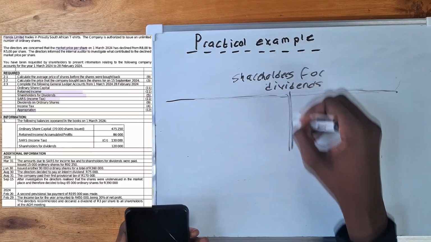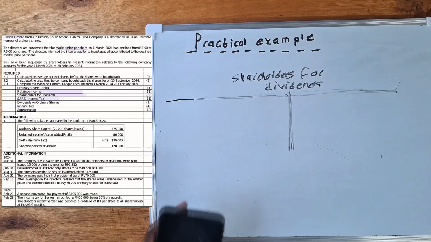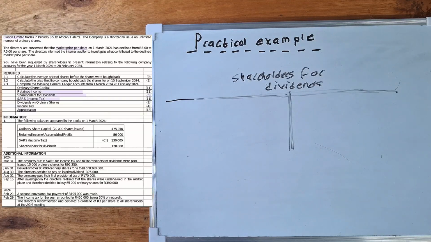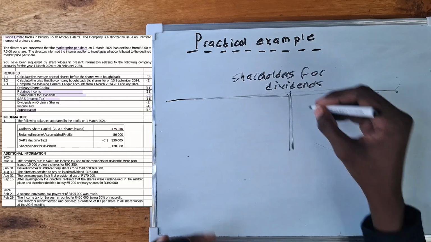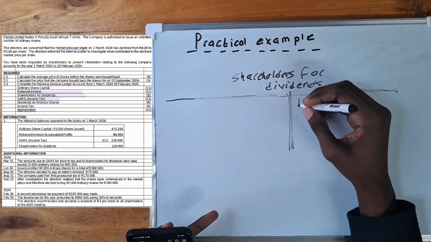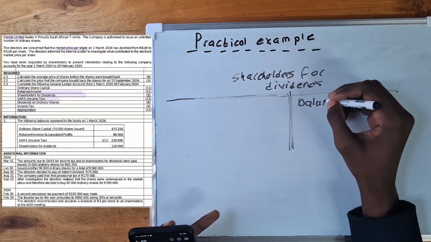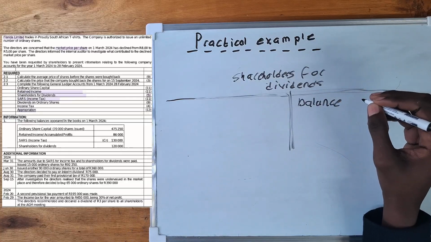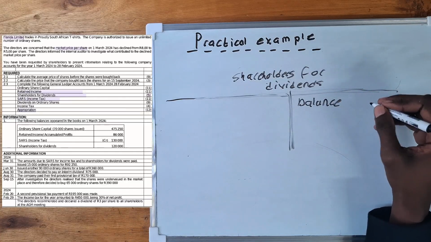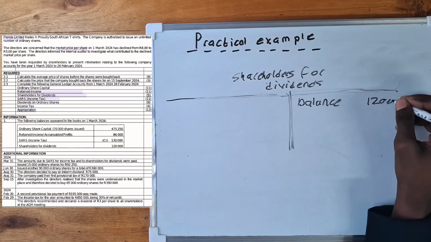Excuse me for the light font on this. I'm running out of markers. So we draw our ledger, right? Now the first thing we do is we write our balance on this side, right? Our balance. Now the opening balance for this was 120,000, right?